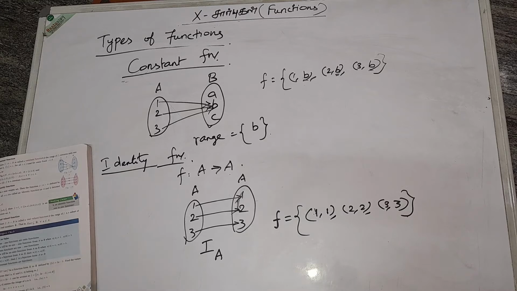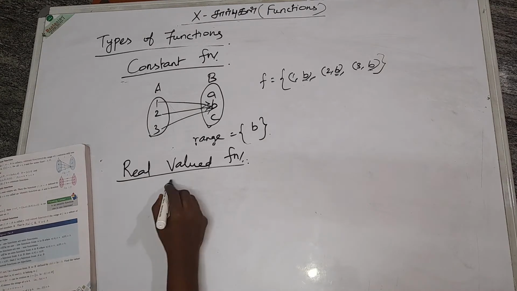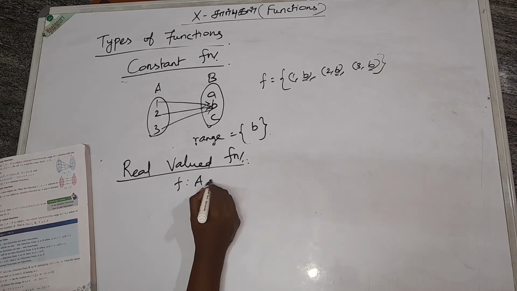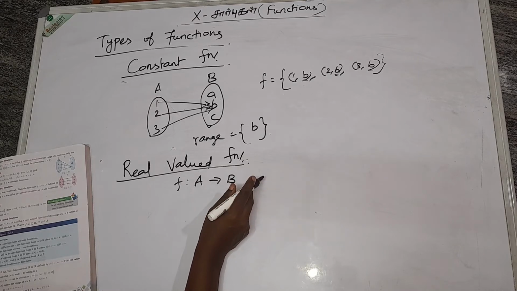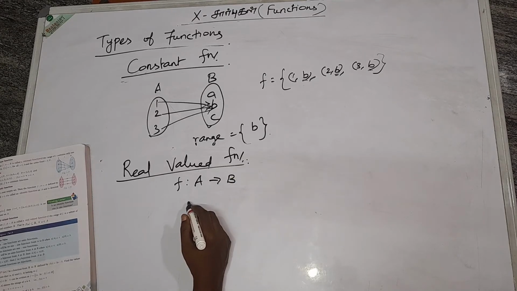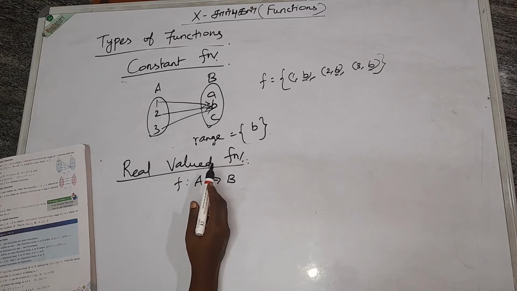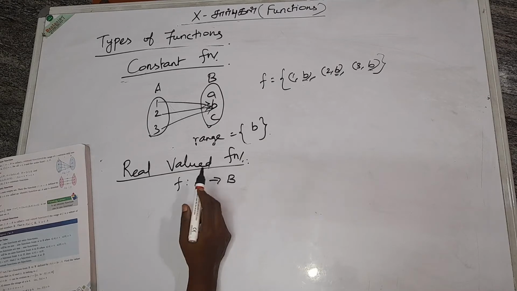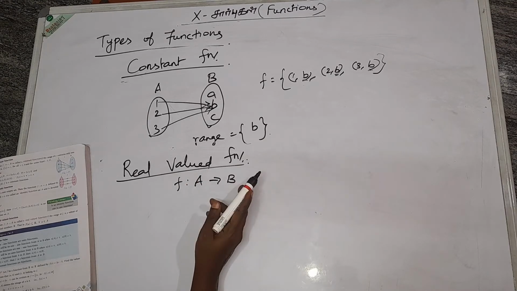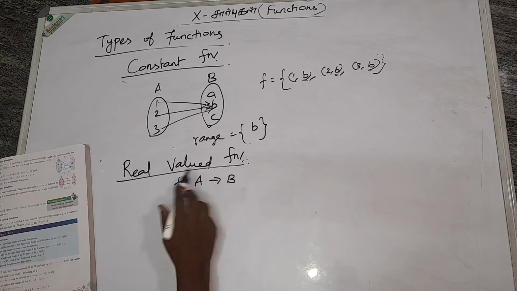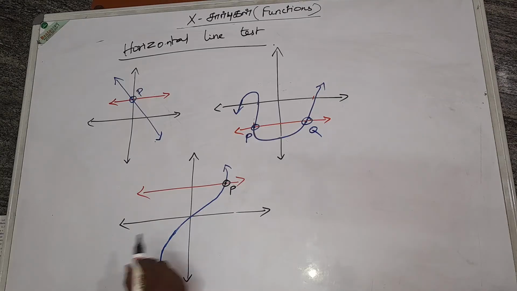And then real valued function. A function F from A to B is called a real valued function if the range of F is a subset of the set of all real numbers. So many examples we have seen. All the range of that particular set should be a subset of real numbers, so we can say that it is a real valued function. So now the horizontal line test.